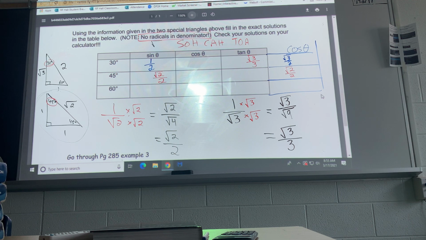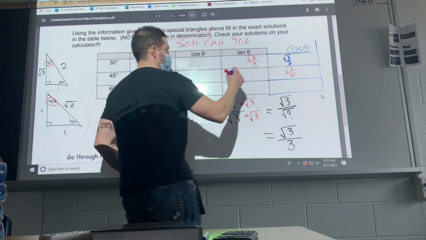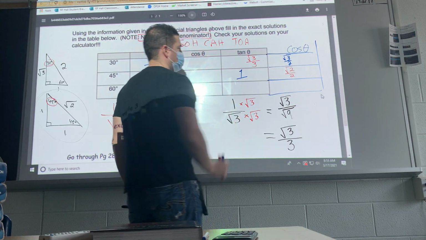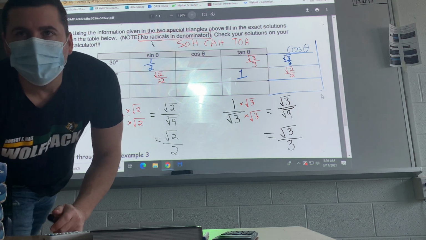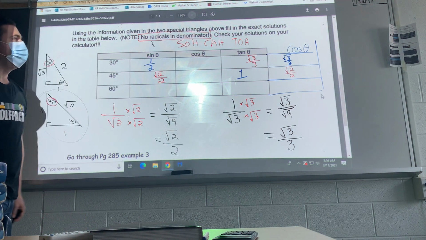And now tan is opposite over adjacent. Somebody else, what's my opposite over adjacent? 1 over 1, good. Our opposite is 1, our adjacent is 1. So we have 1 over 1, which is 1.